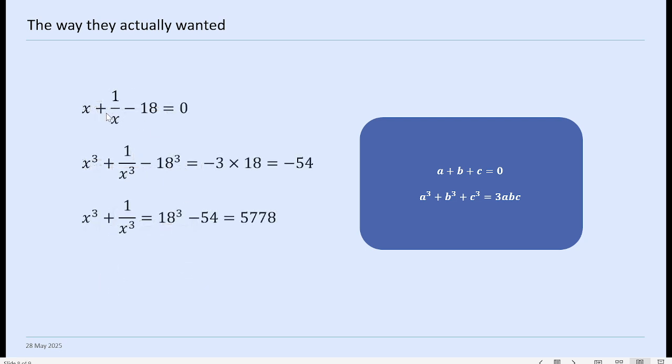And I'm writing it like this because we apply the same rule again. That means that x cubed plus 1 over x cubed minus 18 cubed, or if you like, plus minus 18 cubed, which is the same thing, equals minus 3 times 18, or 3 times minus 18, which is minus 54. So basically the answer we get is x cubed plus 1 over x cubed is 18 cubed minus 54. That's the 18 cubed, that's the 54. 5,778, same answer.